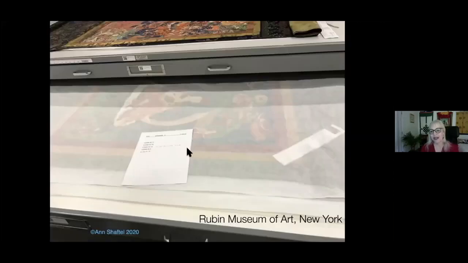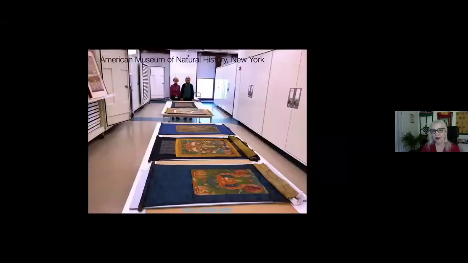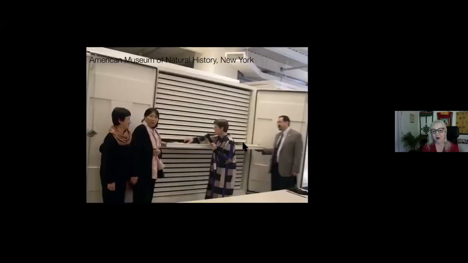And they've all been inventoried. The American Museum of Natural History has fabulous thangka storage. This would be ideal for all monasteries if they could only afford it. Donors, please consider it. They're sealed up against pests, and they have these drawers for the thangkas where they're laid flat, and they're perfectly safe.